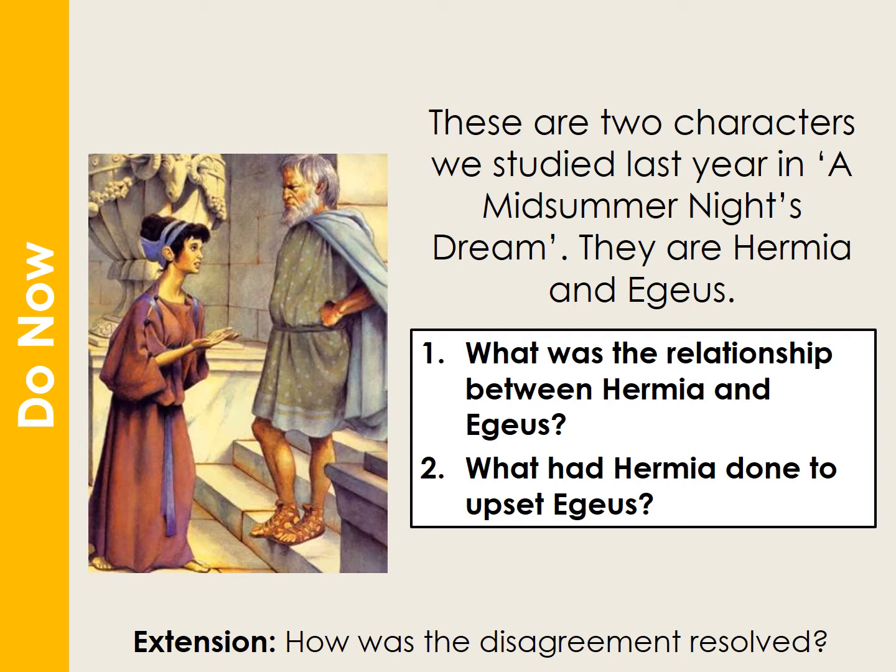So 2 questions for you really. You can either discuss this with perhaps someone in the room with you, or perhaps write it down on paper. Number 1, what was the relationship between Hermia and Aegeus? So what was the relationship between the 2 of them? And number 2, what had Hermia done to upset Aegeus? And then your extension question is, how was the disagreement resolved?